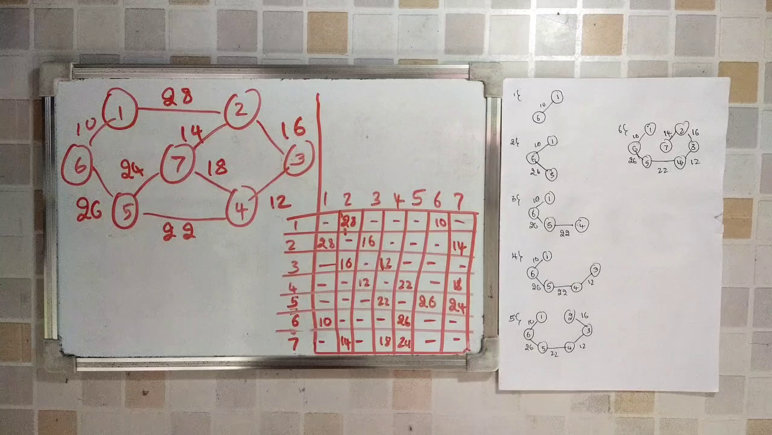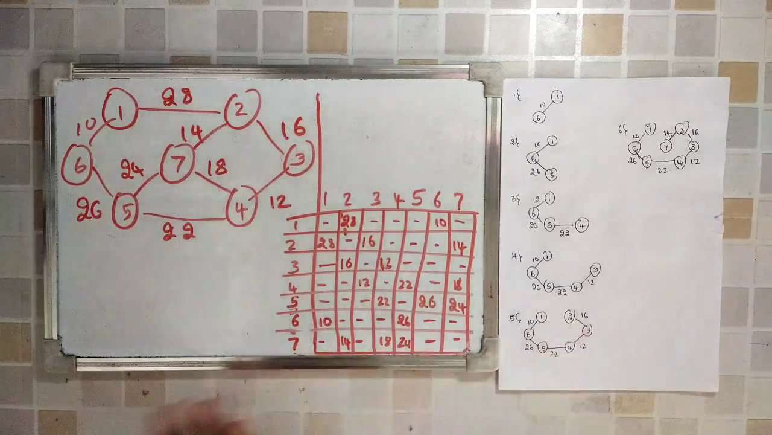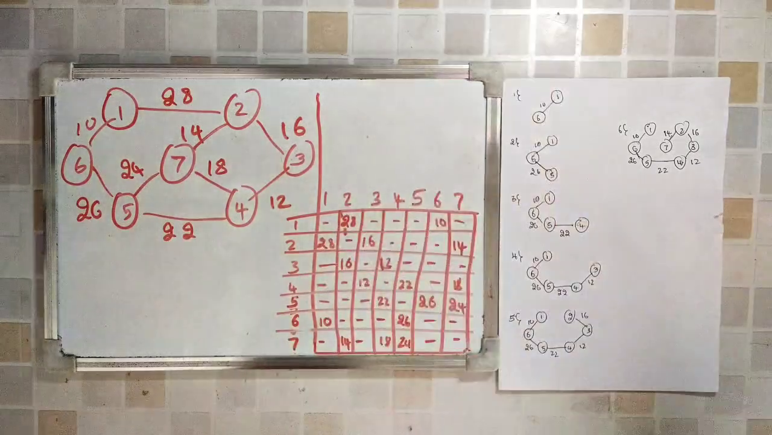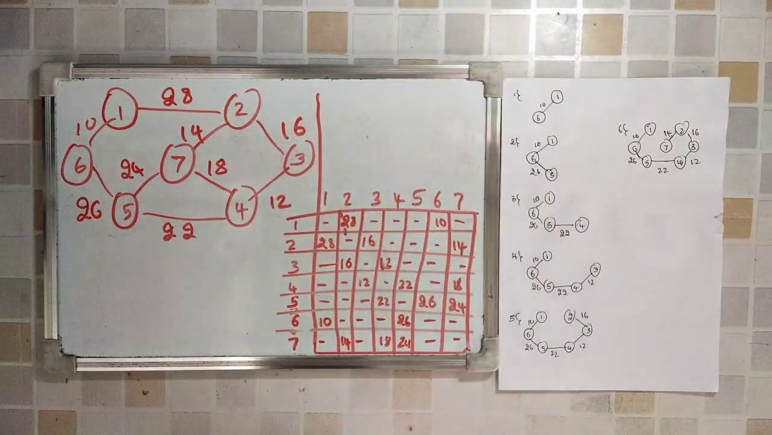Loops and all will be there in some algorithms, right? So we have to find the time and space complexity. Theory will be asked like that, and problems will be asked like this. So this is all about Prim's algorithm.